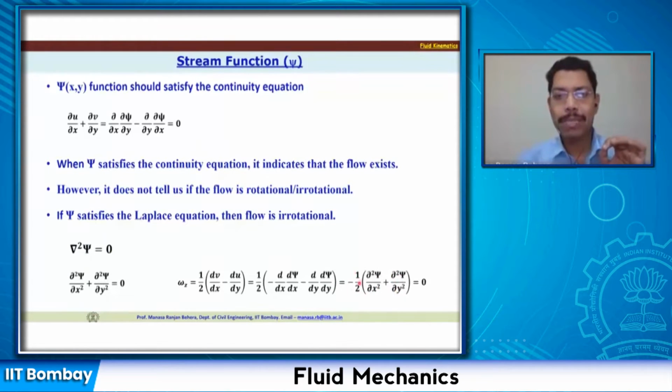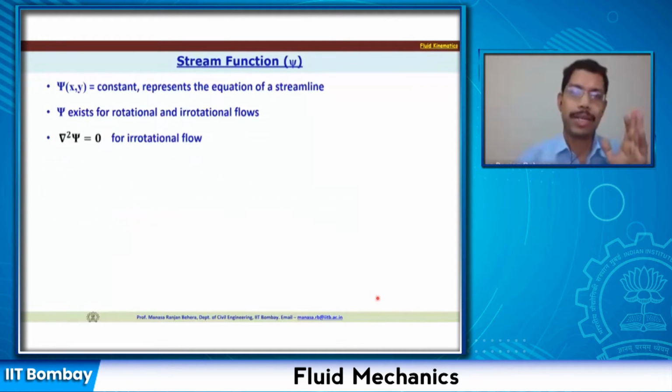And this minus 1/2 is a constant, it can be taken out. So finally, I have the expression ∂²ψ/∂x² plus ∂²ψ/∂y², which is nothing but my Laplace equation, and that should be equal to 0. So if you satisfy the Laplace equation using the psi function, that indicates that you are satisfying the irrotationality condition. Okay. So there are certain properties of the psi function. Let us look at that.